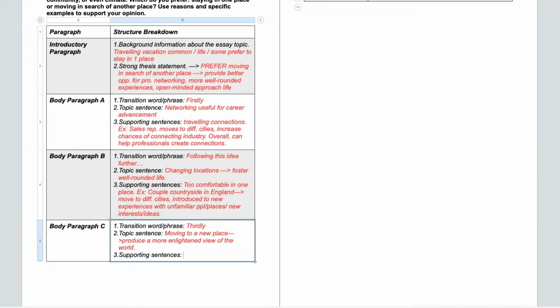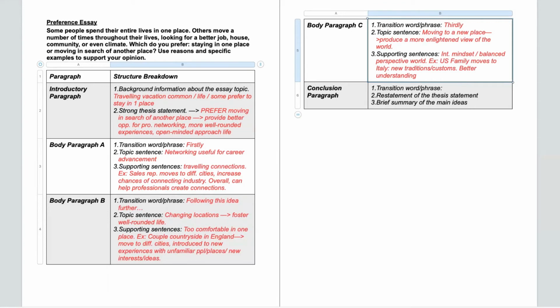And for these supporting sentences, I'm going to talk about an international mindset and a balanced perspective of the world. And an example here is going to talk about an American family. So I'll say US family moves to Italy, for example. And we'll talk about new traditions that they would pick up and customs that are not practiced in the United States. We could say overall this is a better understanding of the world. And here we are at the upper right-hand side of the page.